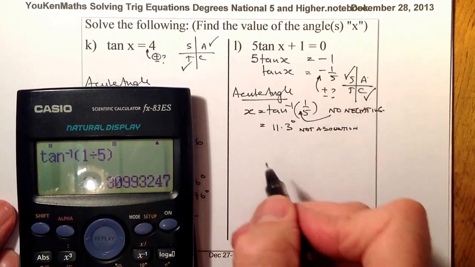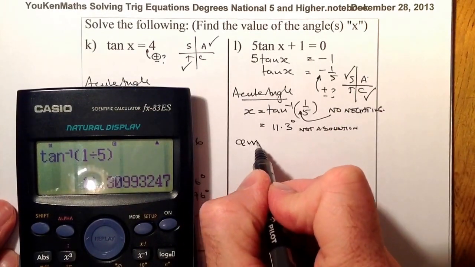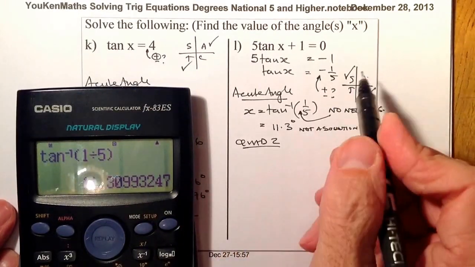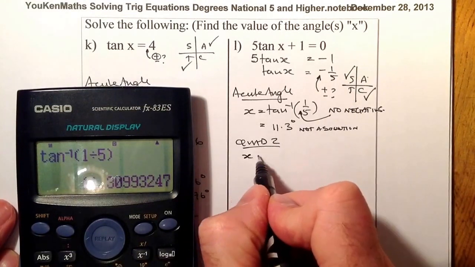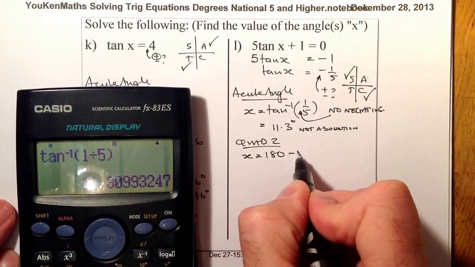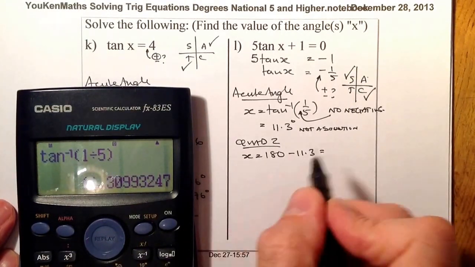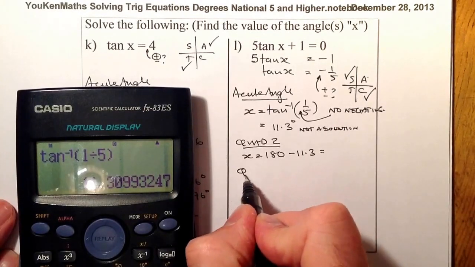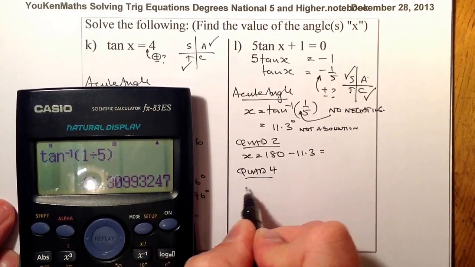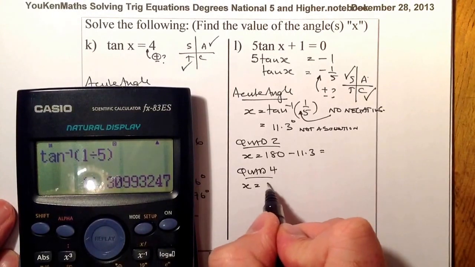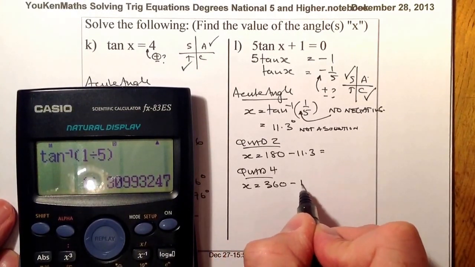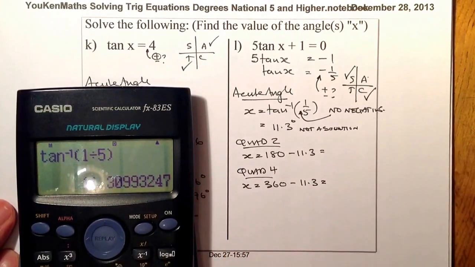Right, let's go for quadrant 2 first of all. Remember, anytime I'm calculating something in quadrant 2, it's 180 minus the angle that I started with. Then the quadrant 4 answer: remember, in that quadrant we start with 360 and we subtract the acute angle that we worked out.